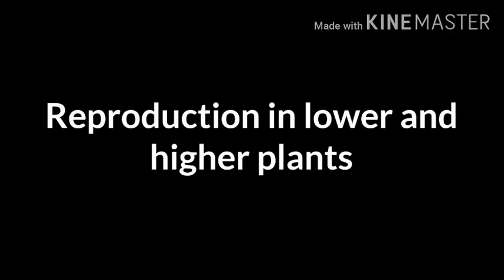Dear students, we are studying chapter one, that is reproduction in lower and higher plants. In that we studied post-fertilization changes, that is development of endosperm and development of embryo in our last part. Today we will see about seed and fruit development.